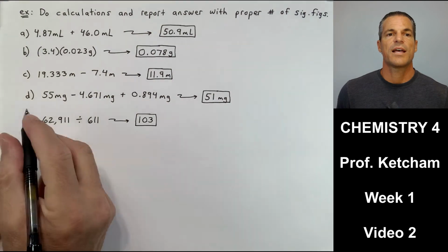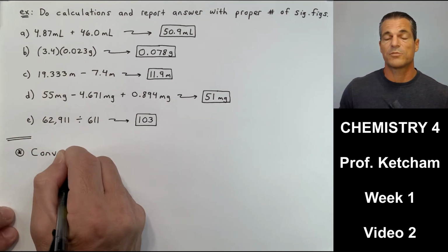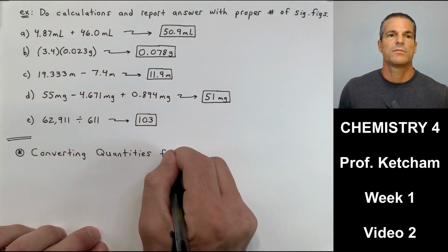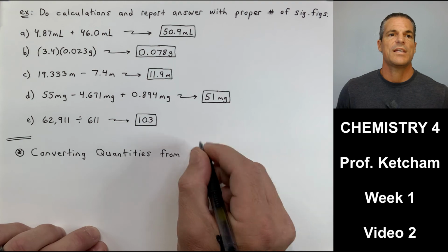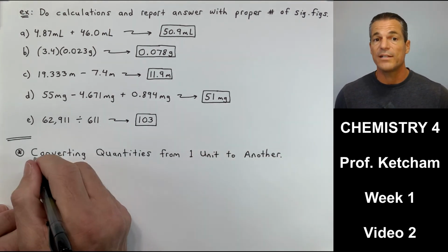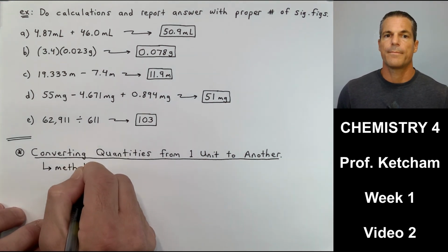D, looks like I'm doing addition and subtraction, and I can only go as far to the right as the ones place, limited by 55. 55 doesn't even have a point, so the answer is 51 milligrams. E is division, so it's 5 sig figs divided by 3 sig figs. My answer must be 3 sig figs, 103.